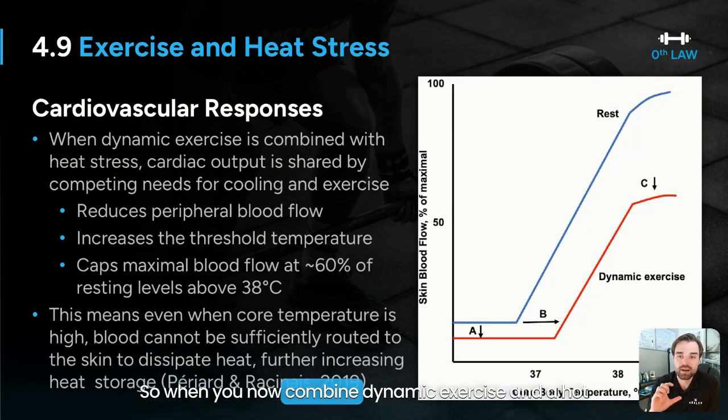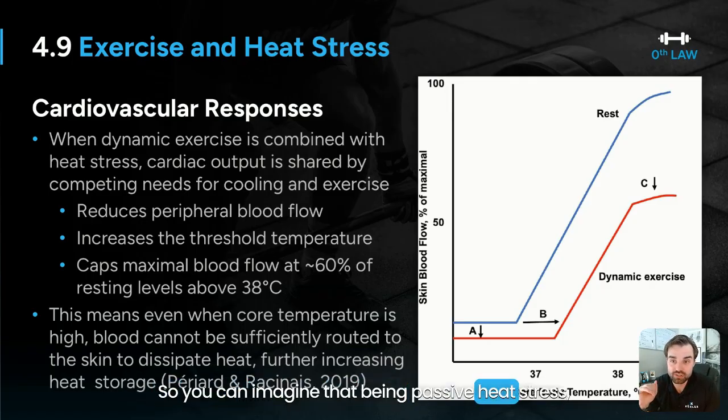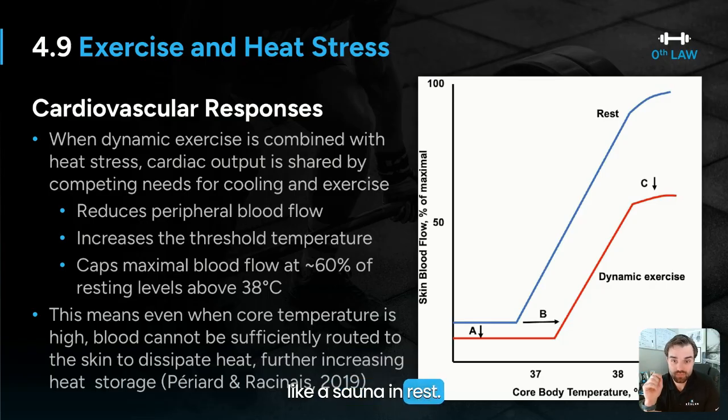So when you now combine dynamic exercise and a hot environment, we see the core body temperature going up on the right, and then you see dynamic exercise in red versus just at rest in that same hot environment or that same core temperature. So you can imagine that being passive heat stress like a sauna in rest. What you see is the amount of skin blood flow, percentage of maximal change.